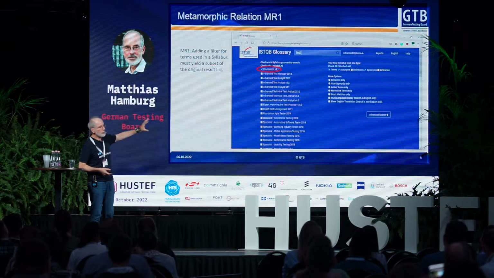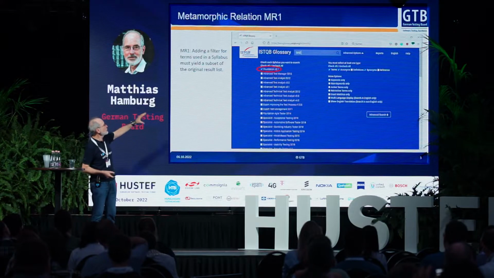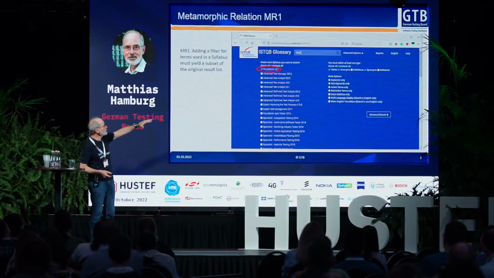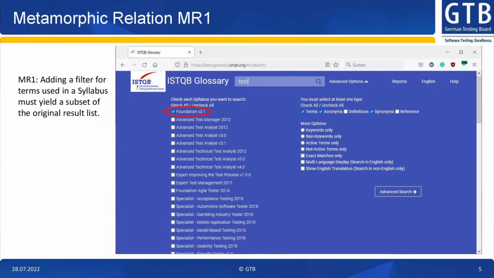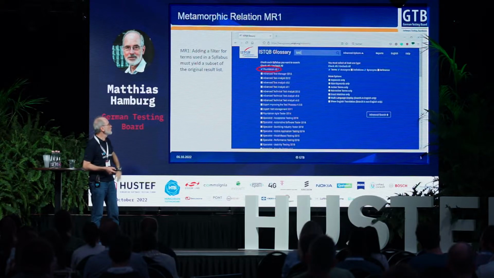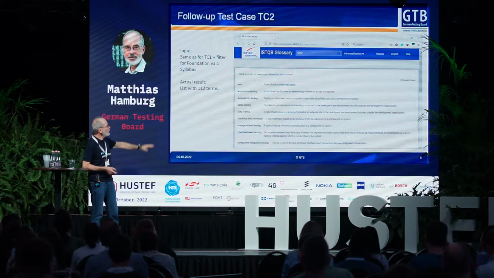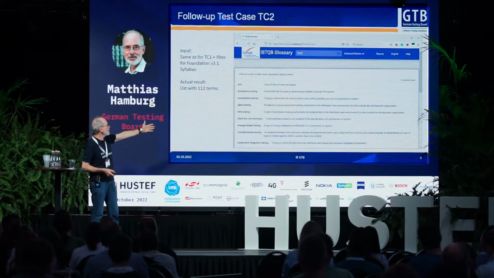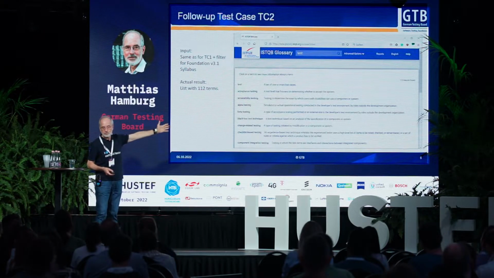Now we transform it into a metamorphic relation, and the metamorphic relation would be, we notice that we can filter the same text search for terms used in the foundation level. This is what's interesting now. And the metamorphic relation says that the resulting list should be a subset of the previous list, right? So very simple. And we run it, and we get an actual result of 112 terms.